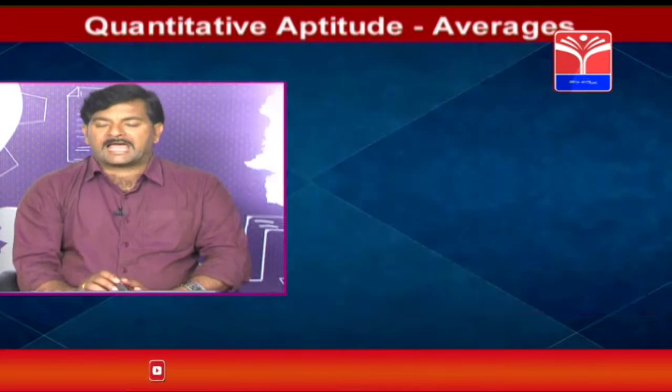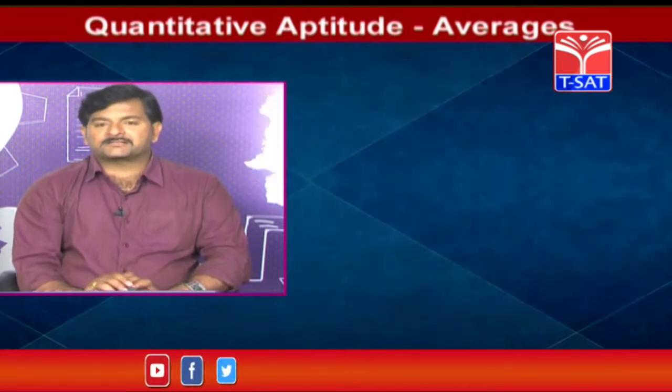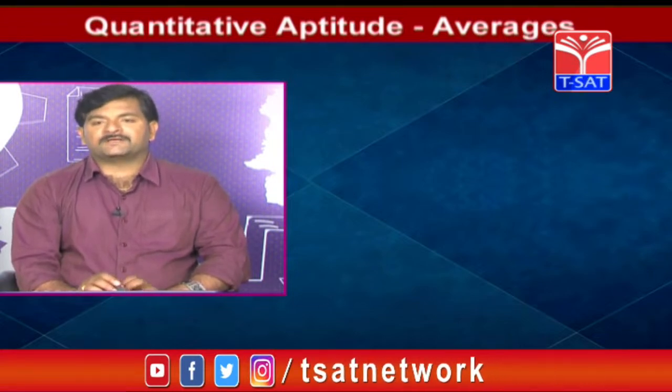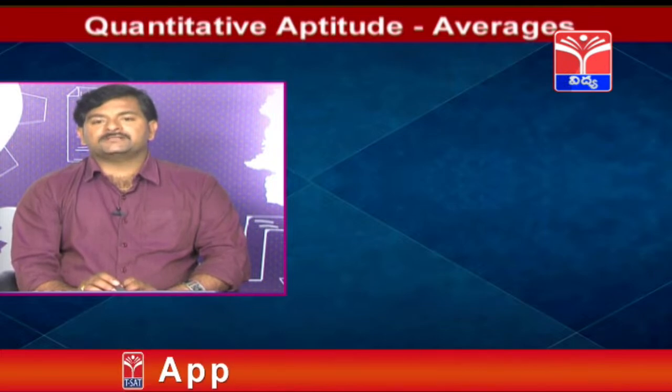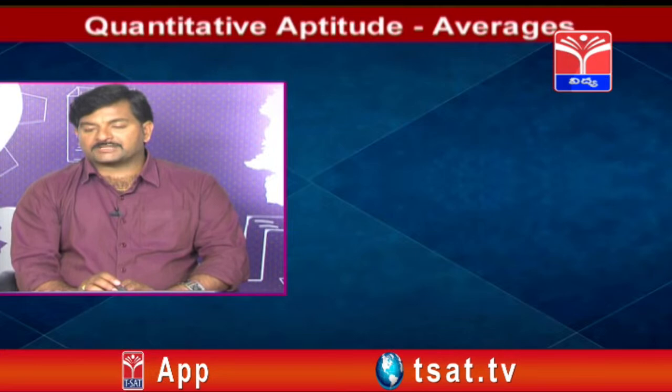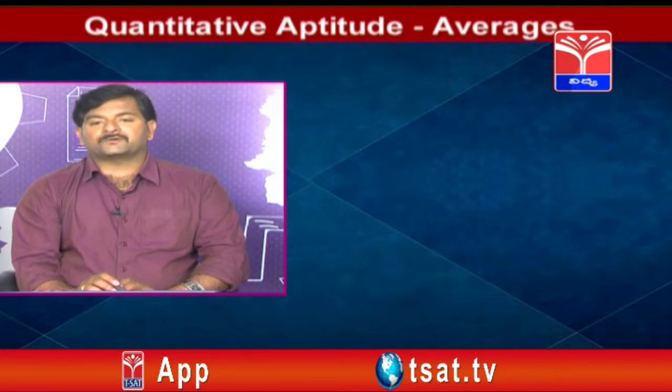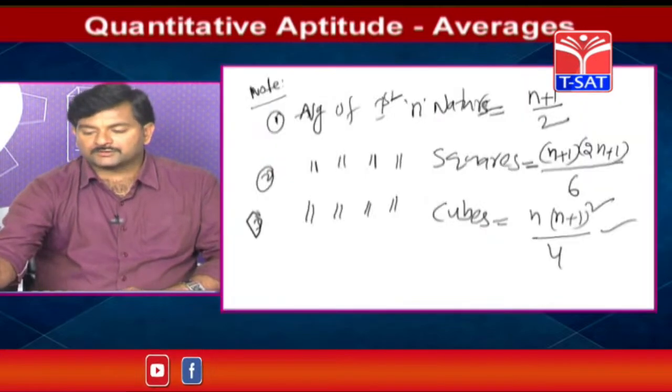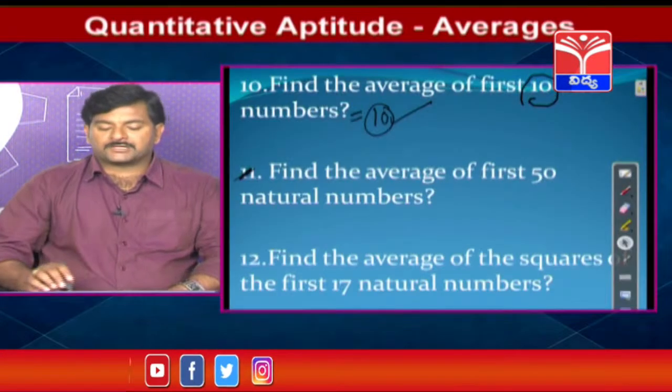Average of the first n natural numbers, n plus 1 by 2. Average of the squares of the first n natural numbers, n plus 1 into 2n plus 1 by 6. Average of the first n cubes, n into n plus 1 whole square by 4. By using this concept you can solve the 12th question.